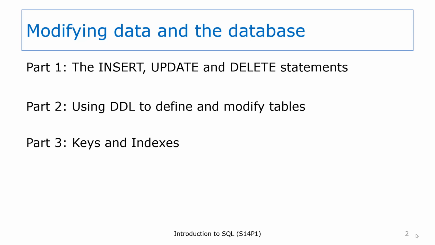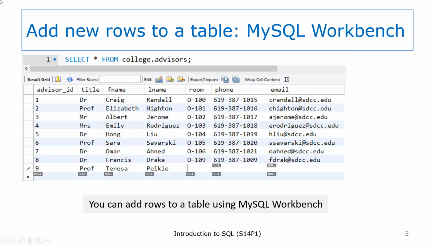In Part 2, we'll use Data Definition Language, or DDL statements, to define and modify tables. In Part 3, we'll look at keys and indexes and how they are used with a database. To get started, we'll look at how you can add new rows to a table.